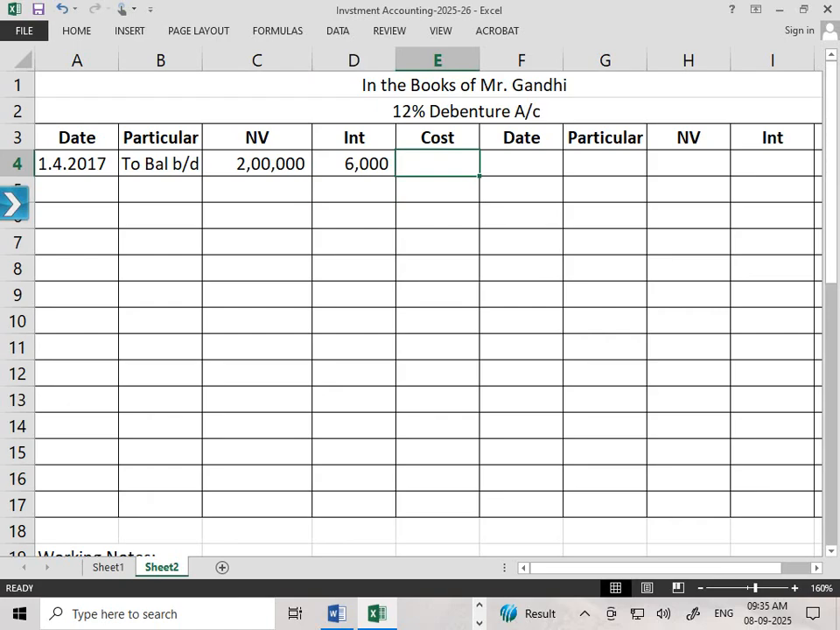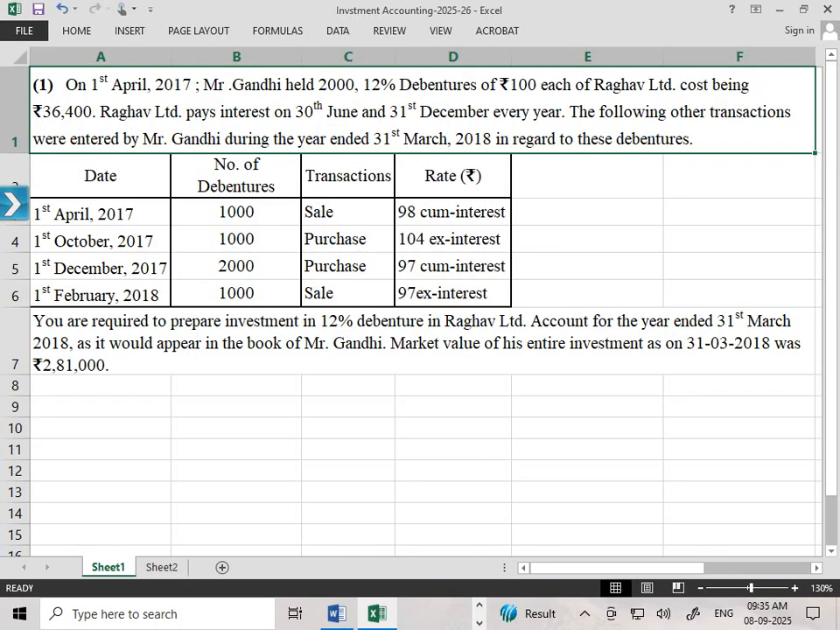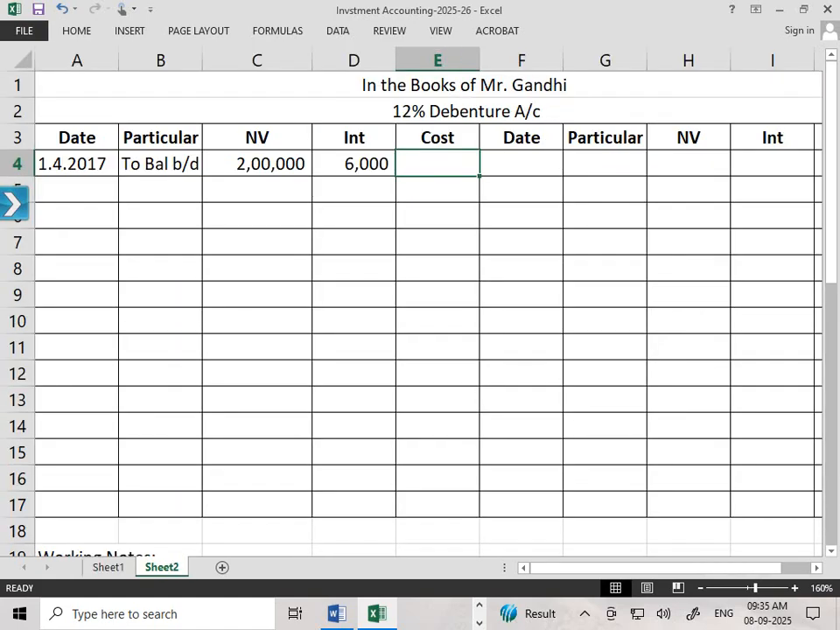And what is the cost? The cost they have already given. The cost is 36,400. So your cost is 36,400. So the first day is over, and the opening balance we have recorded. The important part here is the calculation of interest.